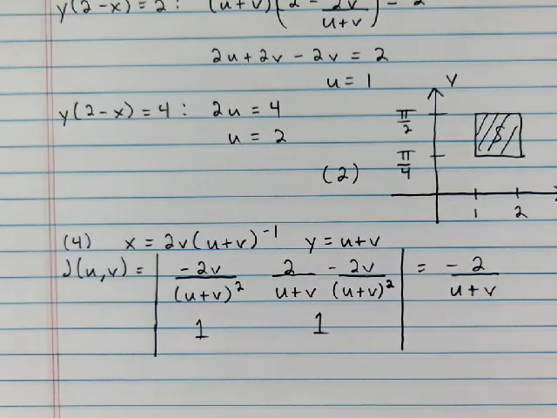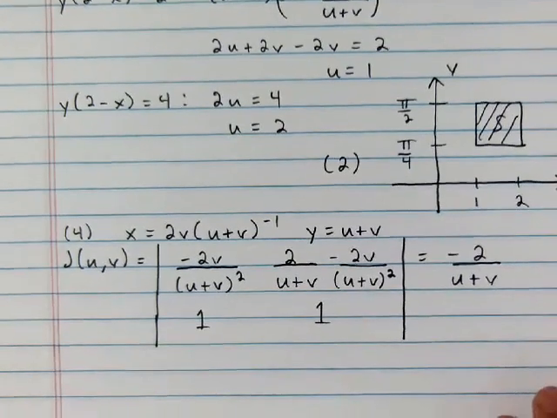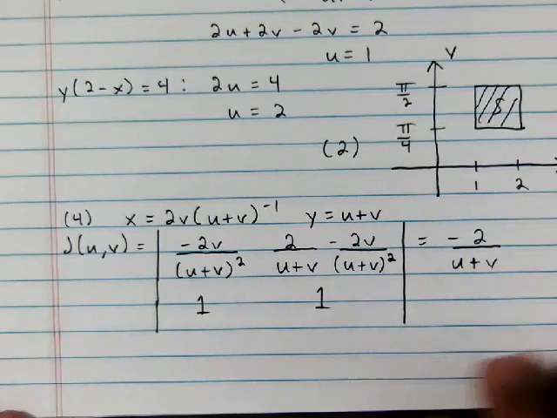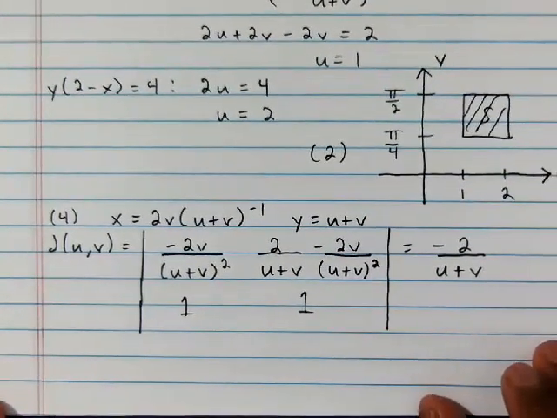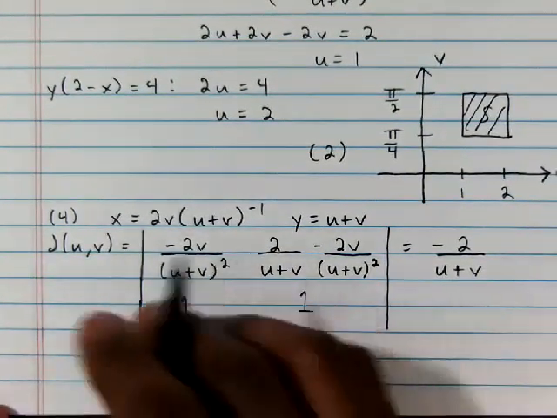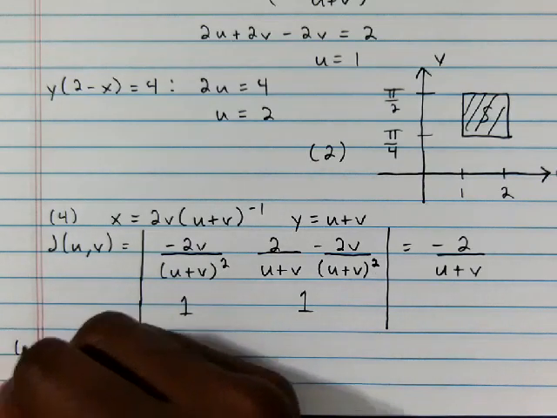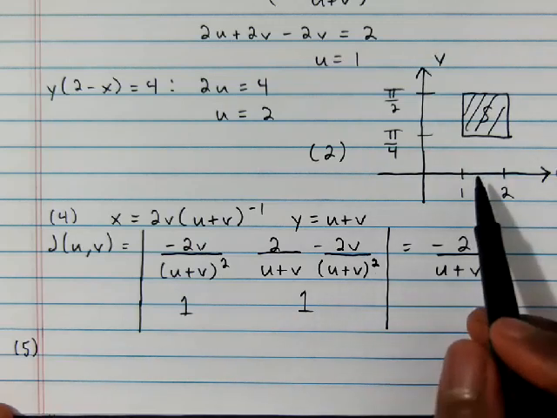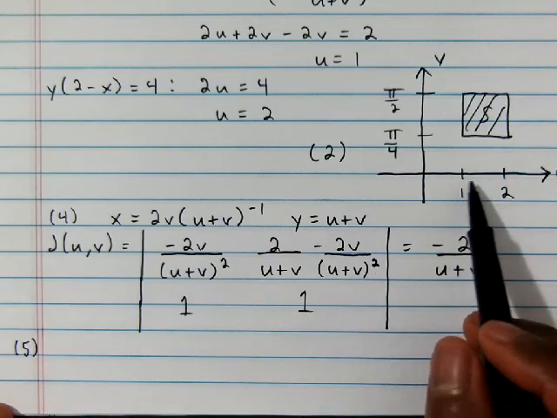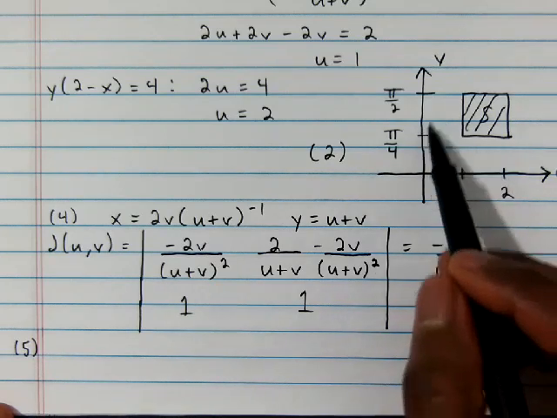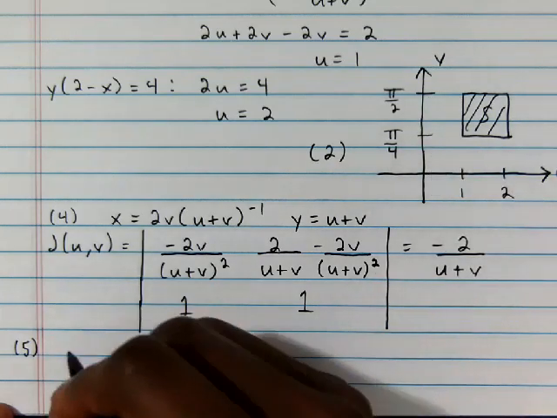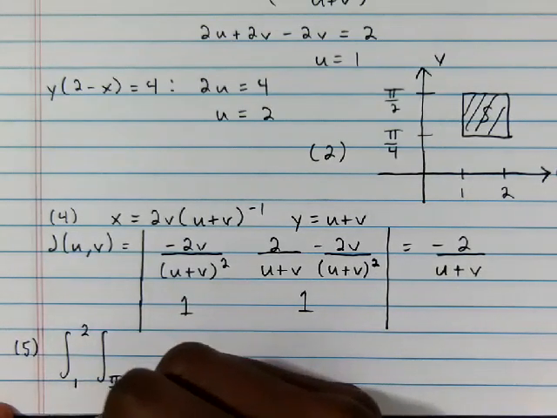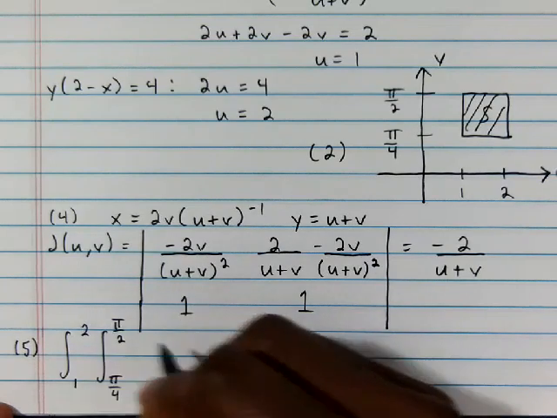All right, so now we're ready to go ahead and set up our integral. And see, can I squeeze that down here? I think so. So step 5. All right, so our u and v, u varies from 1 to 2, and v varies from pi over 4 to pi over 2. So 1 to 2, pi over 4 to pi over 2.